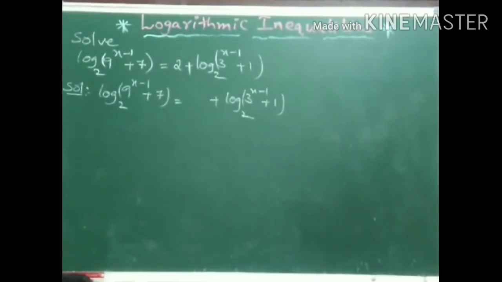So coming to the first question, solve log of (9^(x-1) + 7) to the base 2 is equal to 2 plus log of (3^(x-1) + 1) to the base 2. So coming to the solution, see, the left side is with logarithmic base 2.